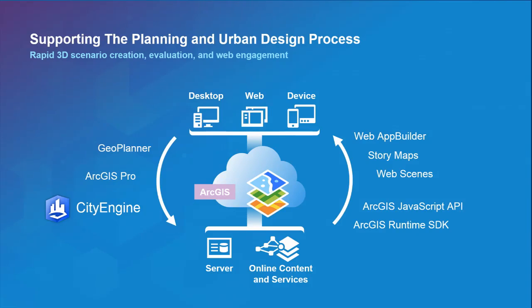ArcGIS Pro or GeoPlanner or other tools for planning and output those through web scenes, which can be created and then brought into Story Maps and Web AppBuilder, both of which have 3D capability. And I should mention the new Story Map Cascade template is really nice for 3D as well. I just tried it last week myself. We also have the ArcGIS JavaScript API and Runtime SDK that handle those same 3D feature layers on the web. So it's not only authoring, but also serving out and engaging.